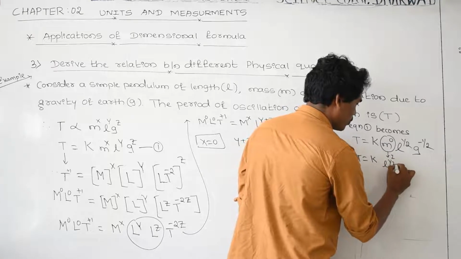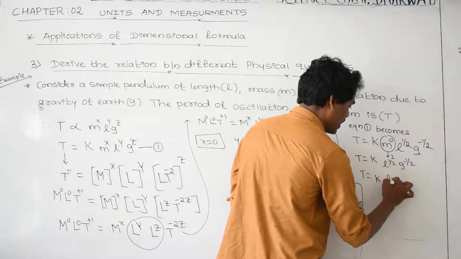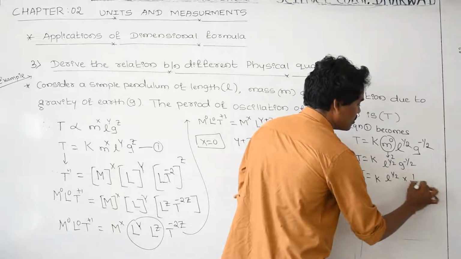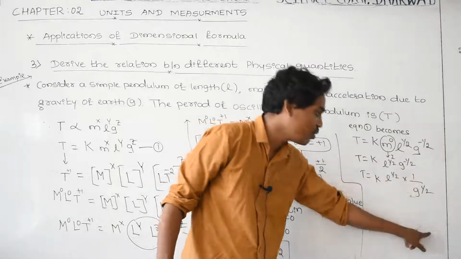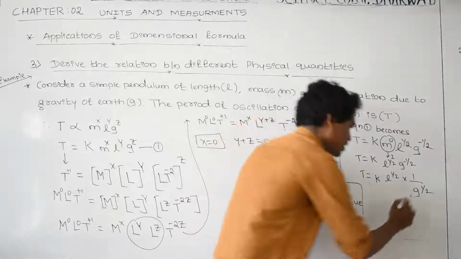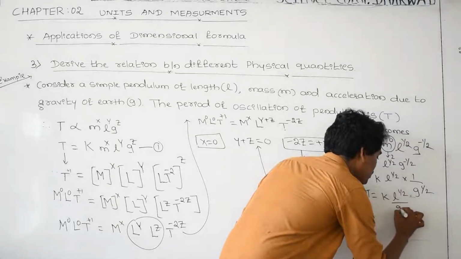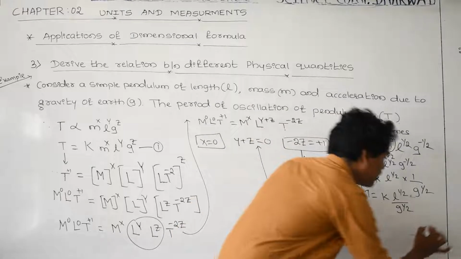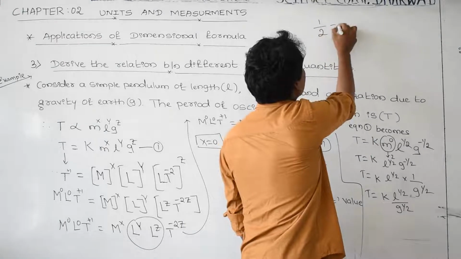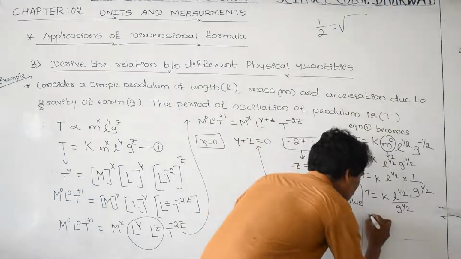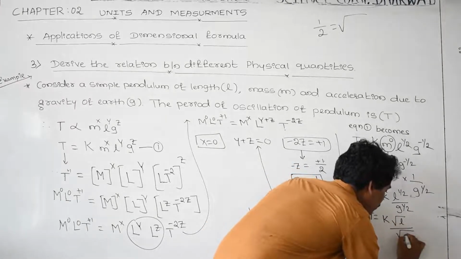L raised to 1 by 2, G raised to minus 1 by 2. T is equal to k, L as it is, raised to 1 by 2. I am writing G as G raised to minus 1 by 2. If you take it to the denominator, the minus sign becomes plus sign. Then T is equal to k into L raised to 1 by 2 divided by g raised to 1 by 2. As you know very well, 1 by 2 means root. Therefore, T is equal to k into root of L divided by root of g.